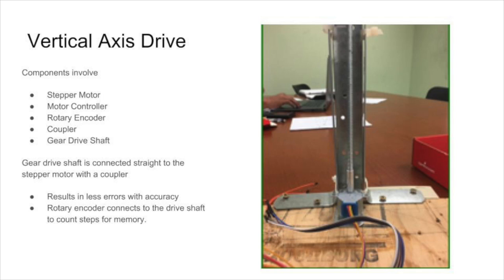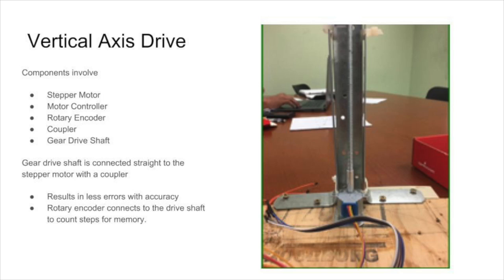Up next is our vertical axis drive platform. The parts in our vertical axis drive are the stepper motor, motor controller, rotary encoder, coupler, and gear drive shaft. The stepper motor is mounted to a platform, and then the coupler is connected straight to the stepper motor, and the gear drive shaft is connected straight through the coupler, and that would in turn have a platform rising up and down the gear drive shaft. From there our sensor would be placed on top, and one full rotation would be one step vertical.